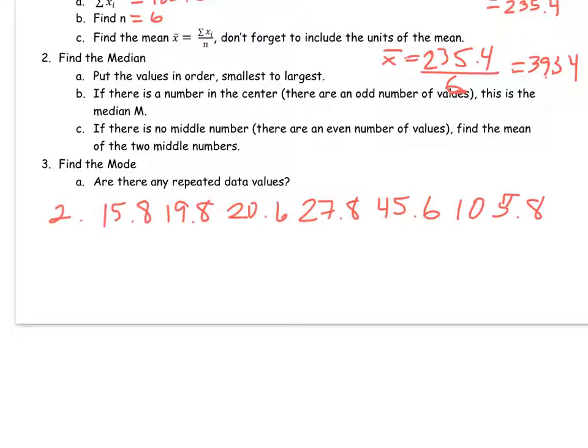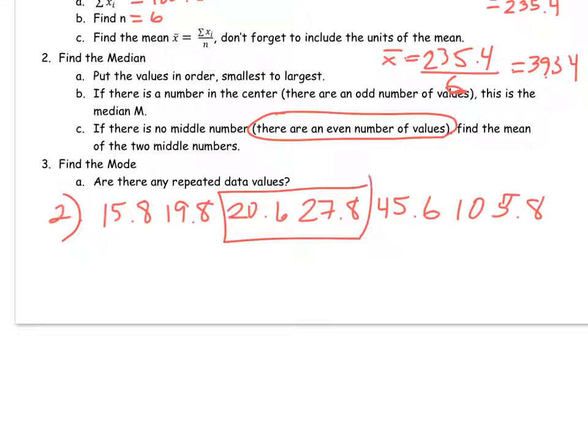So 105.8 is our last value. We are going to find if there's a number in the center. Well, remember, what was our sample size n? It was 6. We don't have a number in the center. There's an even number of values, so there's no middle number. We're going to have to find the mean, or the average, of the 2 middle numbers. So where are the 2 middle ones?